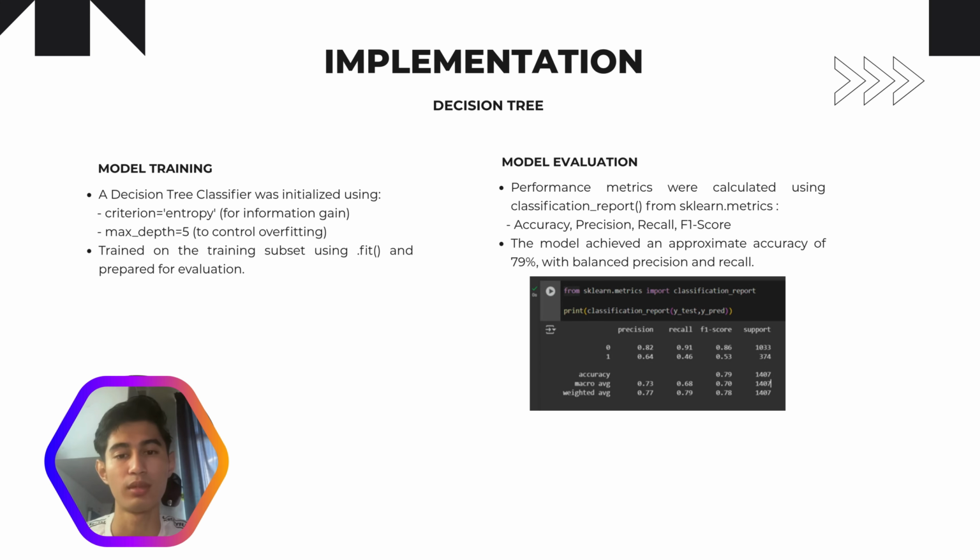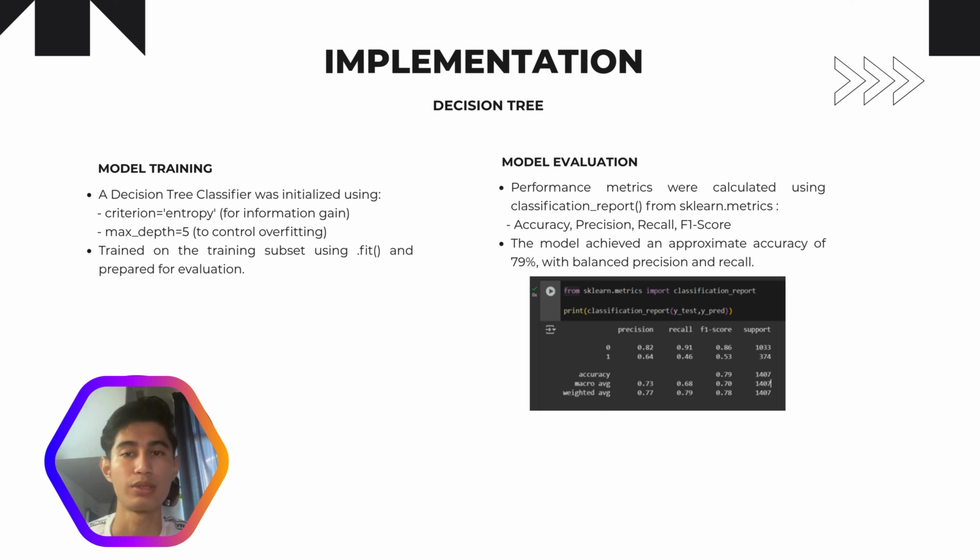Decision tree for model training. The decision tree model was initialized using the entropy criterion to maximize information gain and a maximum depth of 5 to control overfitting. It was trained using the fit method on the training subset. This setup allowed the model to generalize well while maintaining interpretability and computational efficiency.